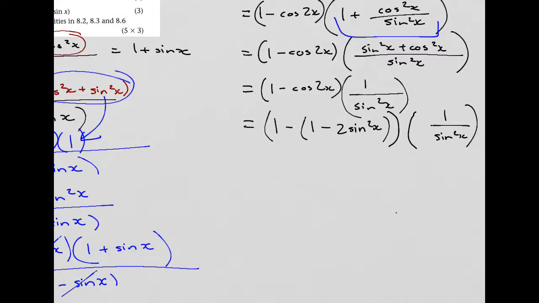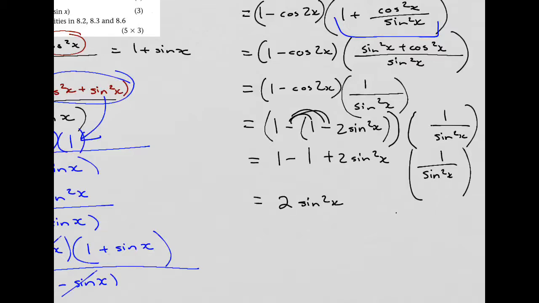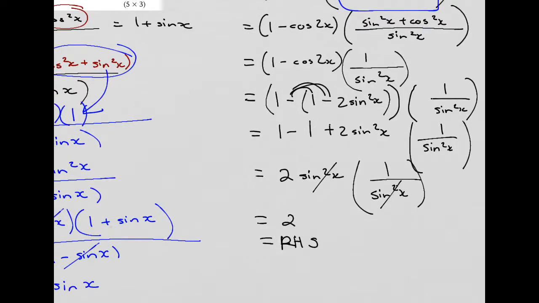Alright, so this is inside my bracket here. My 1 is going to be 1 minus 1 over there, and then I'm going to be adding 2 sine squared x, and still all being multiplied to this fraction over here. So my 1's cancel out, I'm left with 2 sine squared x times by 1 over sine squared x. My sine squared x's can cancel, and I'm left with my right hand side, my 2.